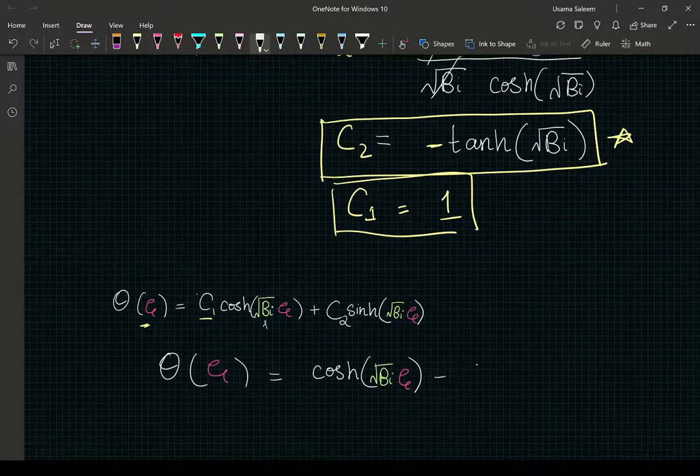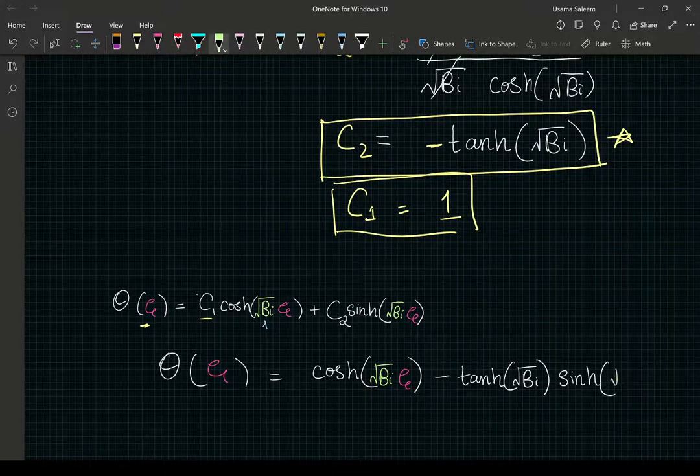C2 is negative tan hyperbolic. So this becomes negative tan hyperbolic of square root BO times sinh of square root BO and squiggle. So this right here is the solution. This right here is my dimensionless temperature profile.